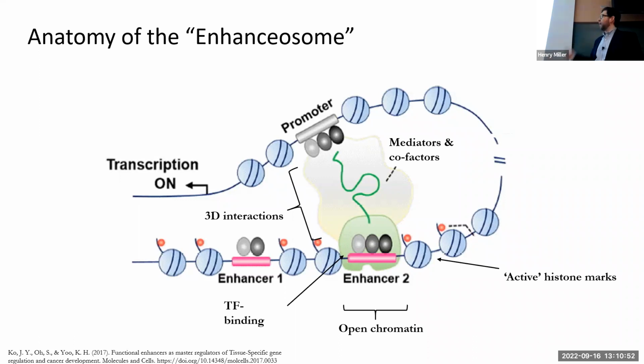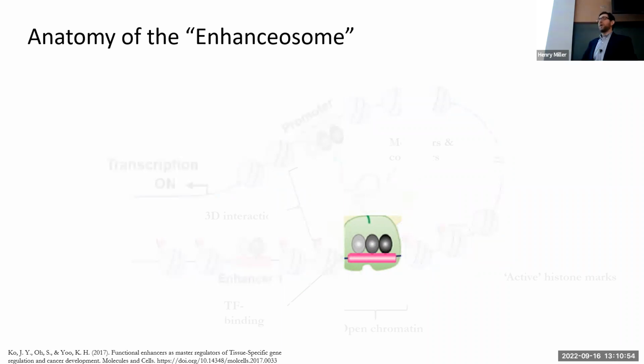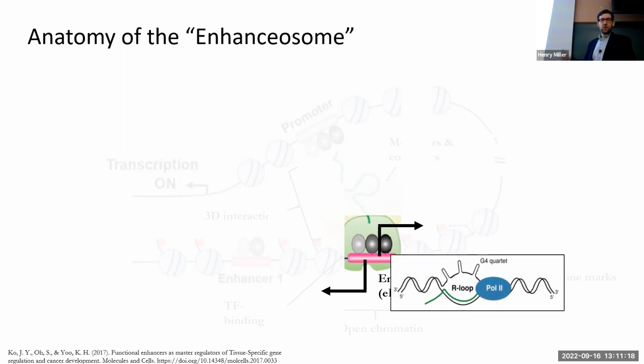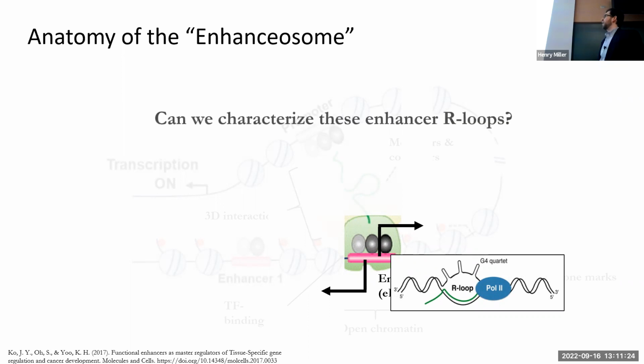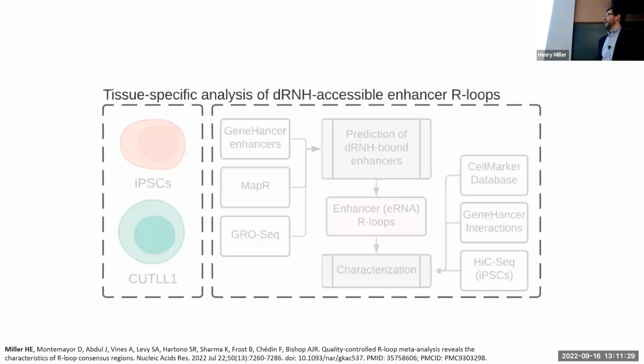I want to focus very briefly here on the enhancer element itself. These are very interesting. They're actually themselves actively transcribed into a species of long non-coding RNA known as enhancer RNA, or eRNA for short. While the function of enhancer RNA remains something of a mystery today, there is compelling evidence to suggest that eRNA can, in fact, form R-loops. So I wanted to dig in a little bit further, use our DRNH-based samples, and try to understand: can we characterize these eRNA R-loops? This is the approach that I took.